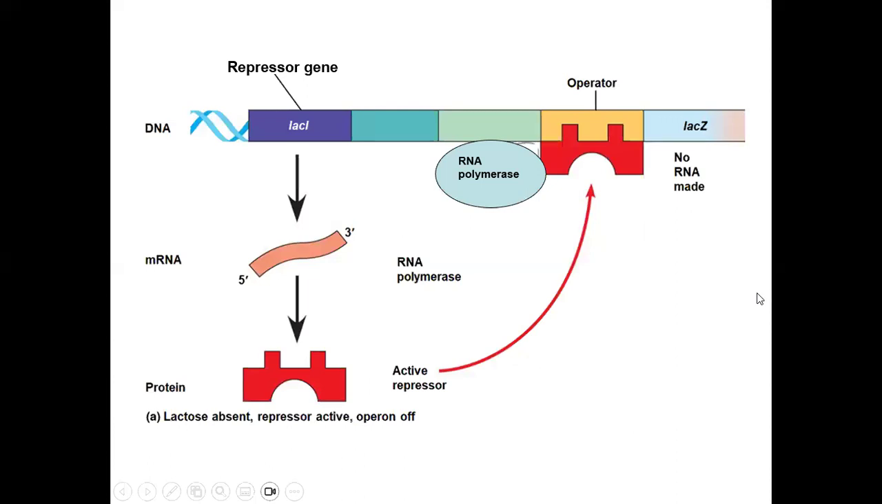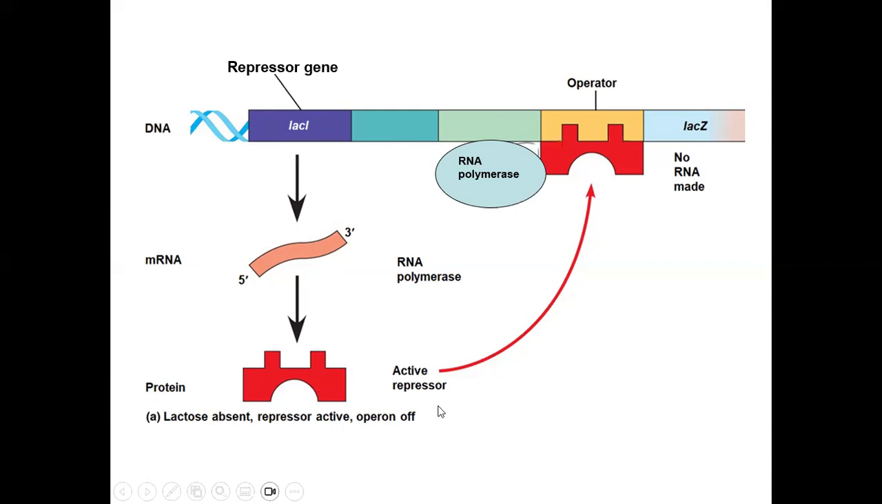So what does the cell do when there is enough glucose in the environment and lactose is absent in the environment? We have a regulatory gene known as the lac I gene, present upstream of the lactose operon genes, and transcription and translation of the lac I gene results in the formation of a repressor protein.